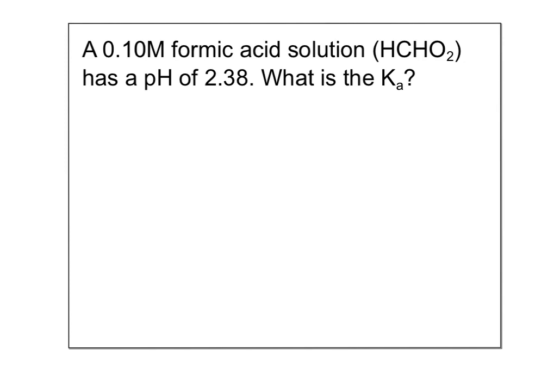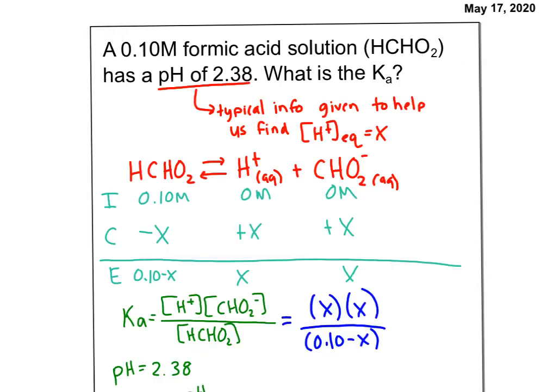So here's what I would like you to do. I want you to set up your ice table. So write the reaction, the dissociation reaction, set up your ice table and your Ka expression. So pause the video and do that, and then we'll jump in together to figure out how to use that pH number. So notice in this problem, they want us to find the Ka. They did not give it to us.